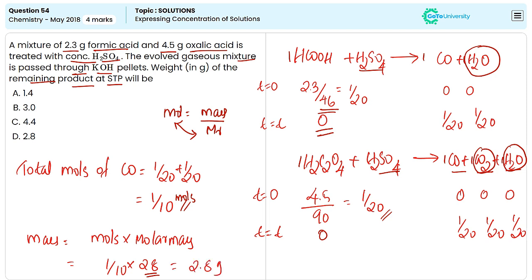So the mass of carbon monoxide remaining in this reaction mixture will be 2.8 gram. Option D is the correct answer.